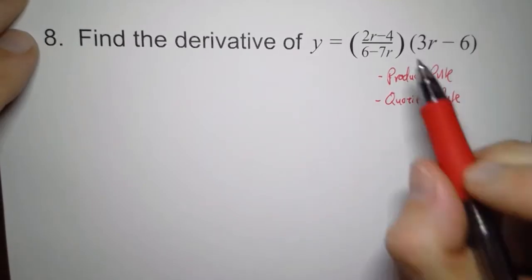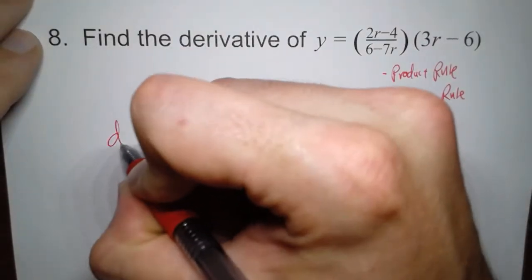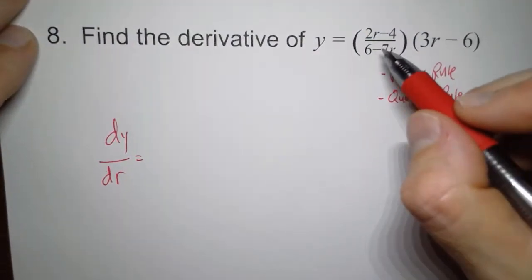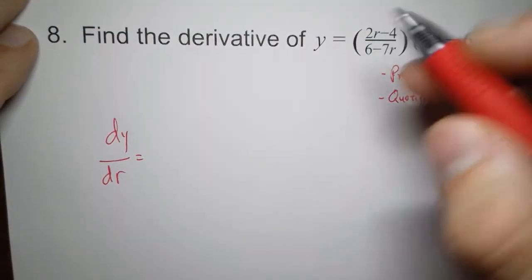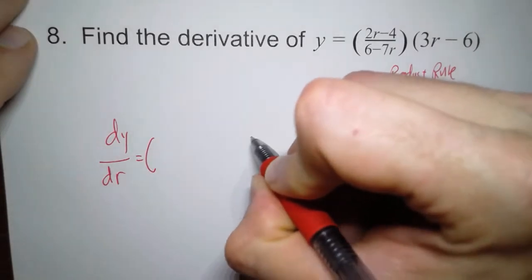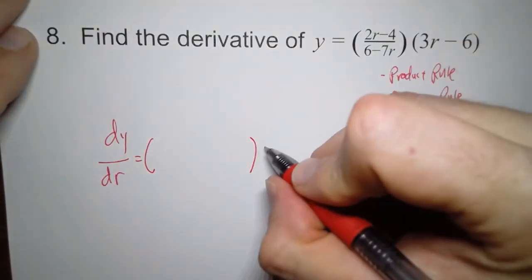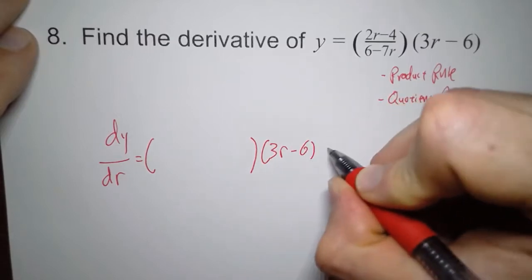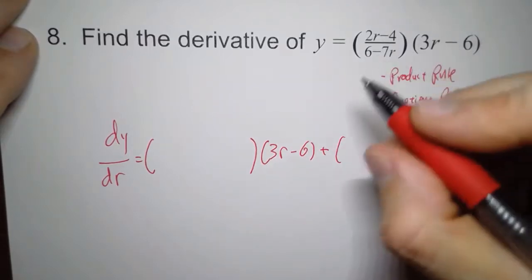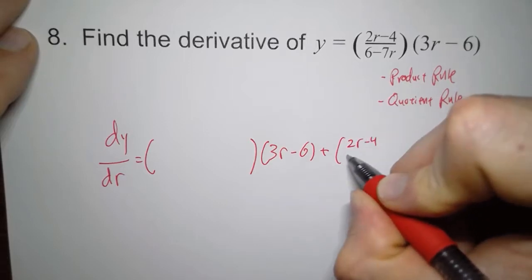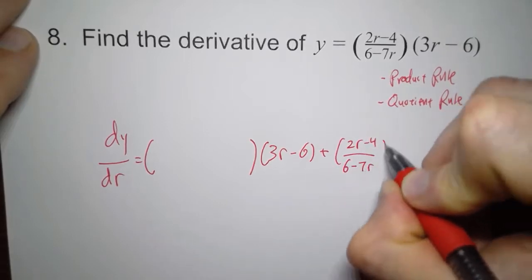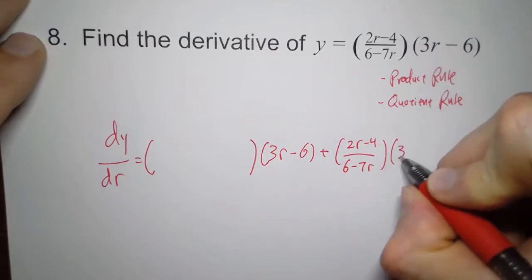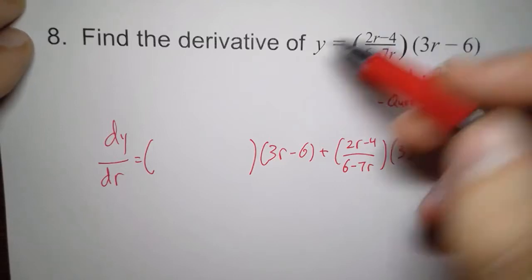So here our variable is r, so our derivative is written as dy dr. First we want to find the derivative of the first term. Well, that's pretty big, so I'm going to leave a big blank parentheses for that, times, I'm going to leave the second one alone, 3r minus 6, plus, then I leave the first one alone, 2r minus 4 over 6 minus 7r, and then I take the derivative of the second one, which is 3, simple enough. So now I need to go back here.